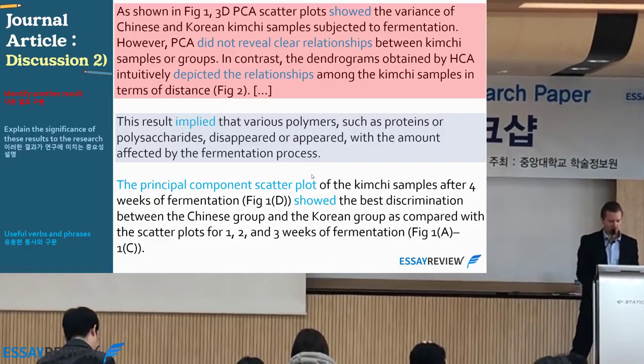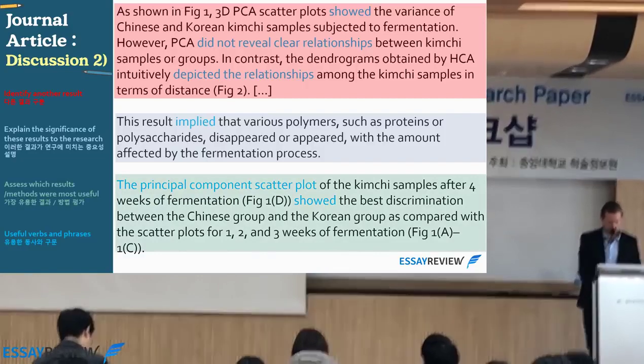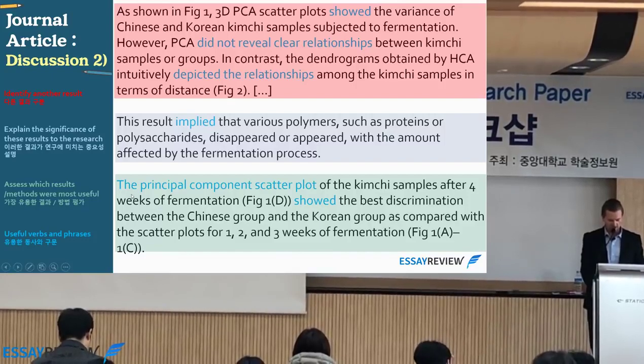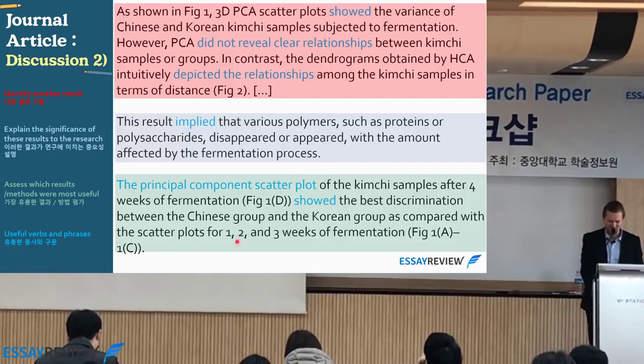Also, you're going to assess which results were most useful. So which of the results used were most useful? This one says that the principal component scatter plot of the kimchi samples after 4 weeks of formation showed the best discrimination between the Chinese group and the Korean group as compared with the scatter plots for 1, 2, and 3. So this scatter plot was the most useful. And you can go back to the results and see what that showed.